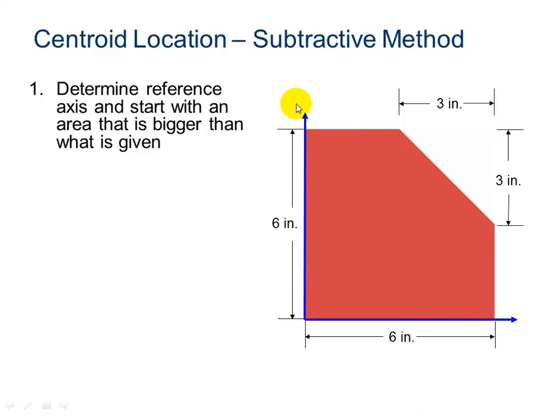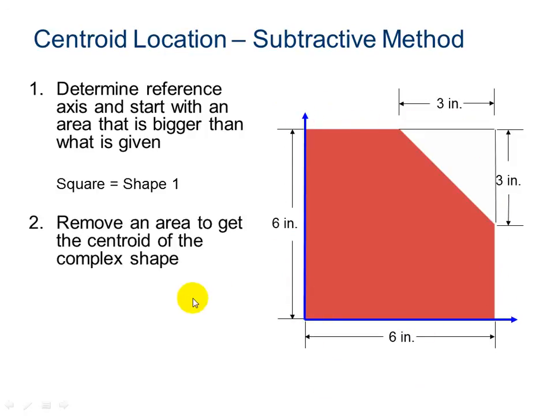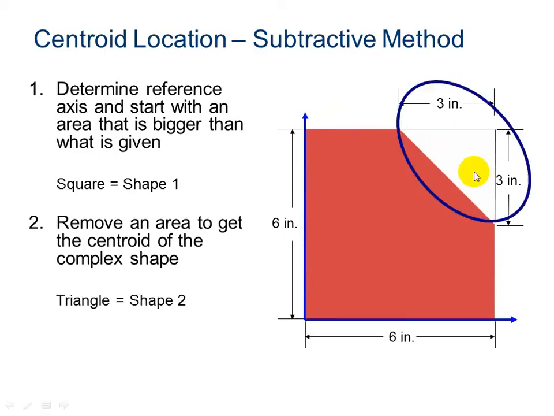Oh, and we have to put our reference angles in. I'm going to reference from this corner again still. And then the square, the whole thing is going to be my shape number 1. And then I'm going to remove this triangular area right here to get the centroid of my complex shape. So I'm going to find the centroid of the whole square, shape 1, and then I'm going to take away from it the centroid of this triangle, which we'll call shape 2.